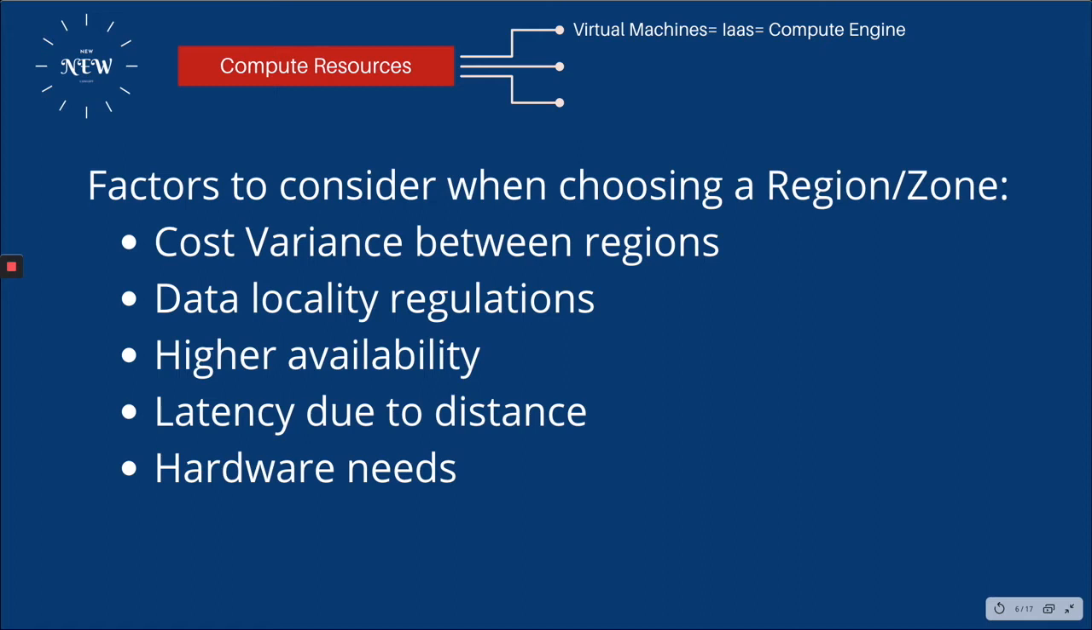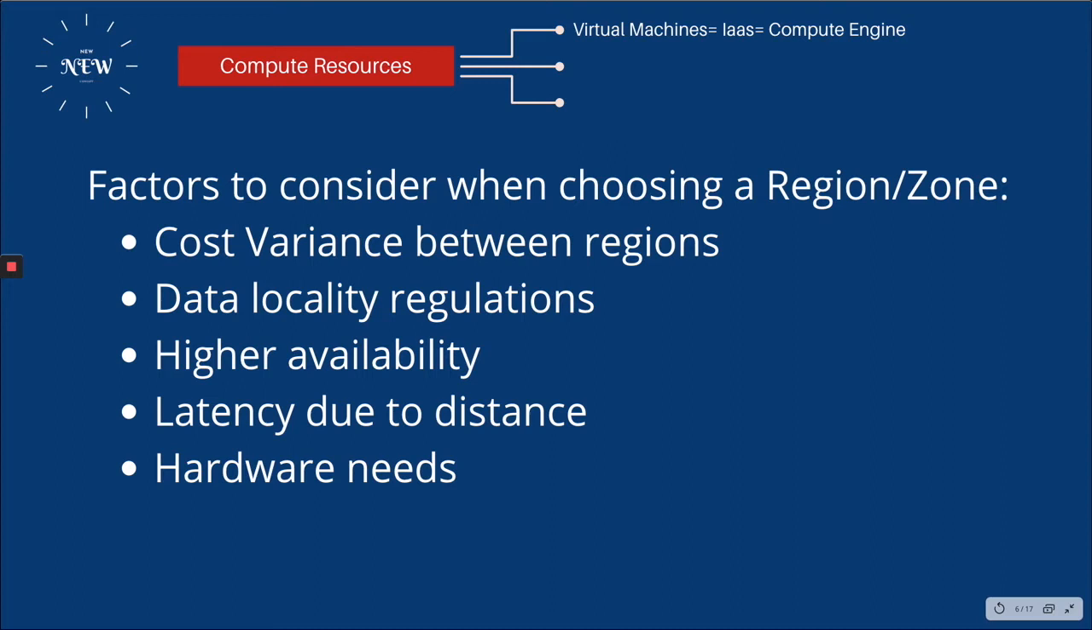We have a cost variance between regions. What that means is resources that are more in demand in one region might cost more than those that are less in demand in that region. Or you might find the same resource cheaper in another region because it's not as in demand in that region as it is near you. Data locality regulations. Some local regulations don't allow for specific data to be stored, and you need to be aware of that before you purchase the storage space. High availability. If you have customers in Europe and Asia, it's best to choose zones there instead of choosing zones that are in the region of the US.